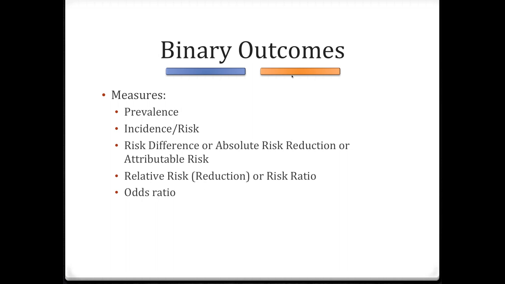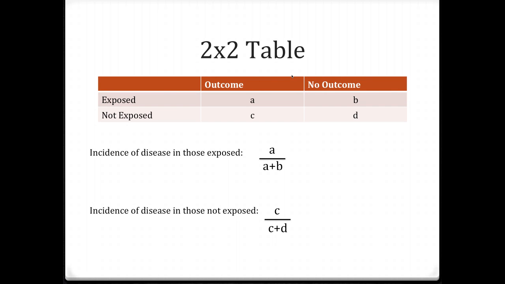Binary outcomes are a special case and have many ways of being measured. The types of measurement include prevalence, incidence or risk, risk difference or attributable risk or absolute risk reduction, relative risk or risk ratio, and an odds ratio. Prevalence and incidence are covered in the Introduction to Epidemiology video. Here, we will concentrate on the last three.